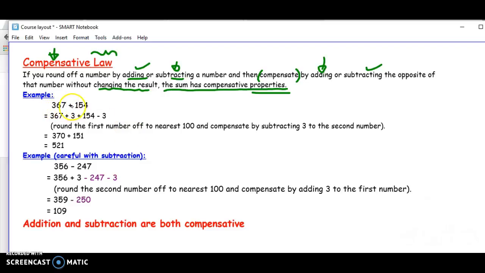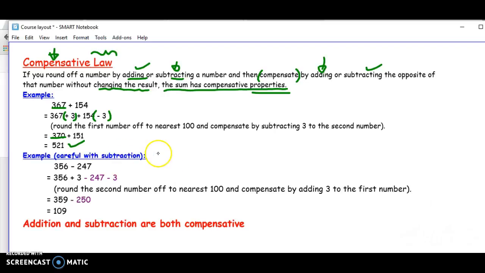We've got 367 plus 154. We don't want to just grab our calculators. So if I look at this 367, to change it to 370, which will make it easier to work with, I just need to add 3. Now if I add 3 here, then I must subtract 3 there. So I round this number off to 370, then I must subtract 3 there. And now it's easier, because 370 plus 151 is 521.